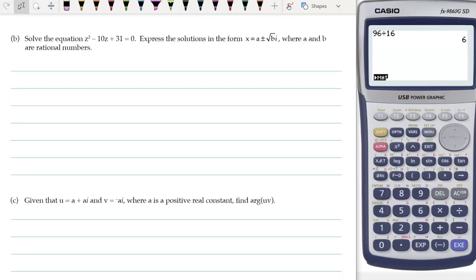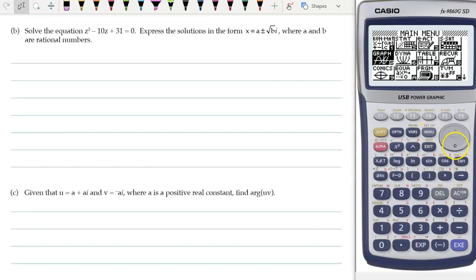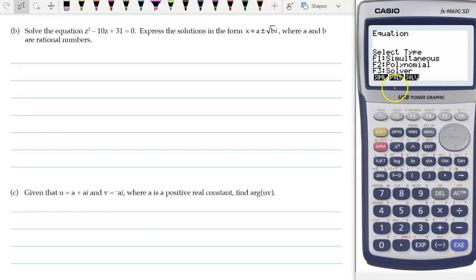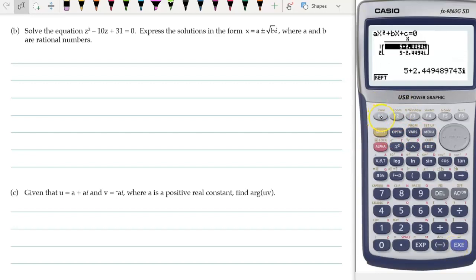Okay, part B, we are solving this quadratic. Now I'm going to do this one on the calculator because it is only an achieved mark. So we can go to equation solver. We've got a polynomial with degree 2. We have a is 1, b is minus 10, c is 31. Now before I hit solve, I'm going to check my setup and go down to complex and change that to be in a plus bi form.